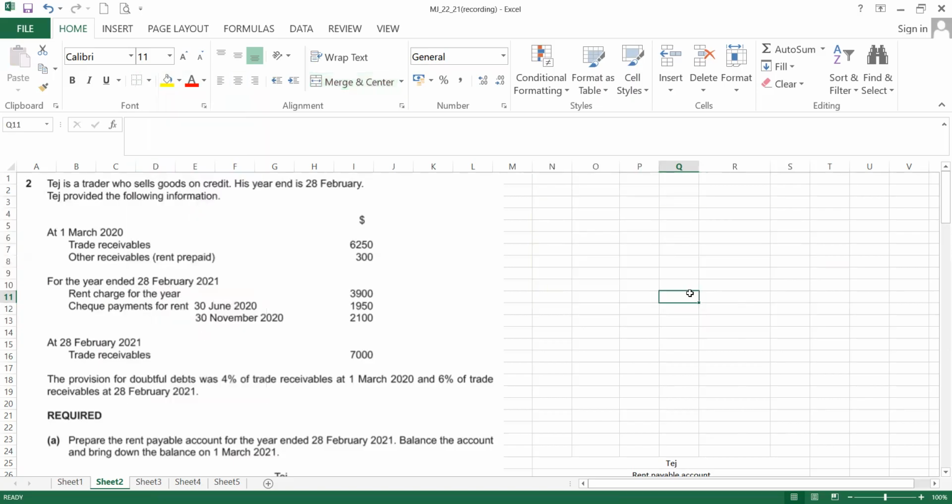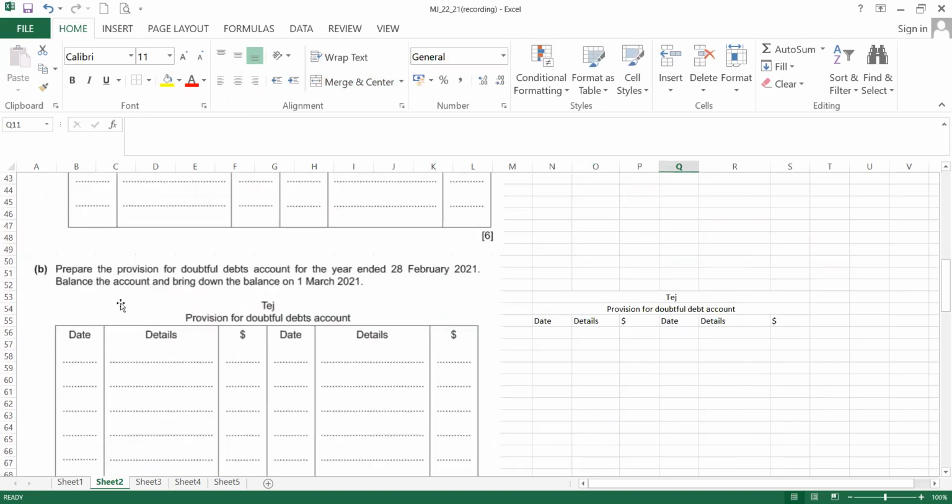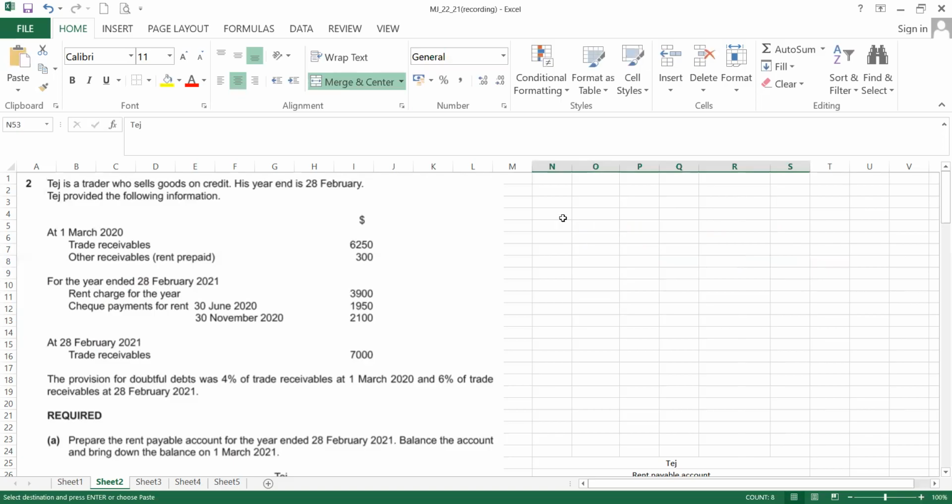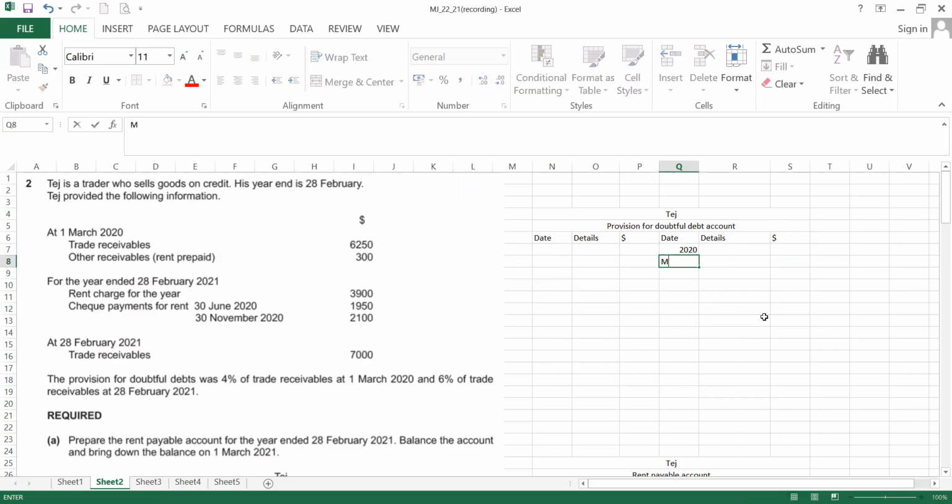Now next, okay, second, they ask to prepare the provision for doubtful debt. So with the information that we have, let's see what information we have. Okay, beginning of the year. This is the beginning of the year, 4%. So provision account, always remember, the balance brought down must be on the credit side. So here, 2020. After that, March 1st, balance brought down.